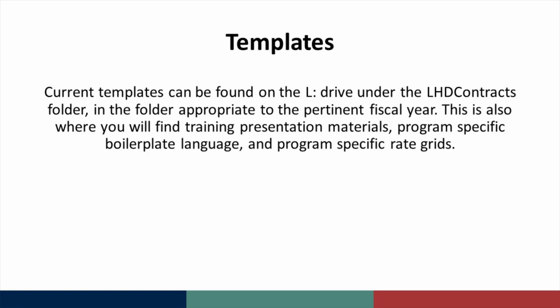If you have questions or concerns related to developing contracts, please contact Local Health Operations Branch at 502-564-6663, option 1, or localhealth.helpdesk@ky.gov.